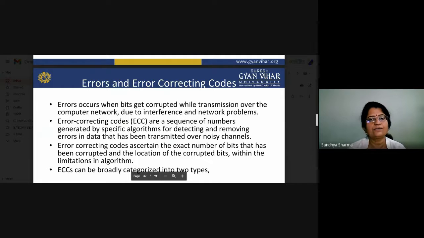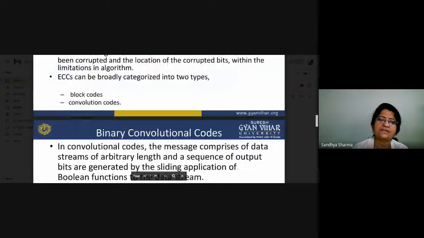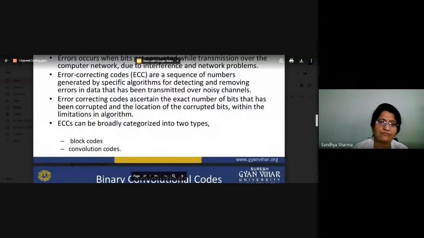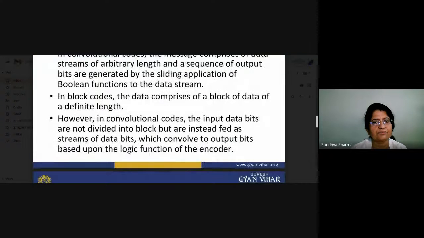So error correcting codes ascertain the exact number of bits that have been corrupted and the location of the corrupted bits. We have to find in which particular position the error occurred, and we have to remove that error. Error correcting codes can be classified into two types: block codes and convolution codes, as we have seen in our previous lecture.